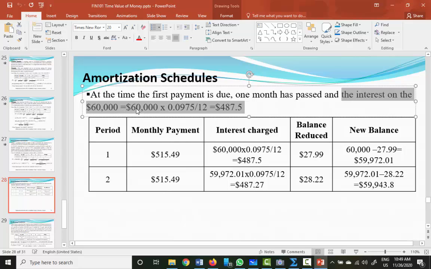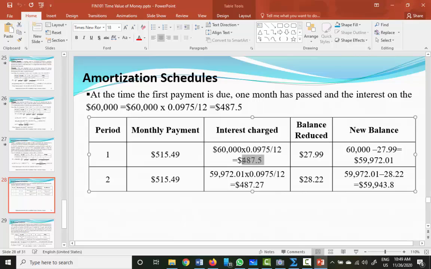So $60,000 is the amount you have borrowed, and this is the monthly interest rate. 9.75% is the annual rate. If you divide it by 12, this is the monthly rate. So this is the 1 month interest rate. This is the total amount you have borrowed, right? So for the first month, this is the interest amount. After 1 month, when you go for the first payment of $515, the bank calculated $487.5 as the interest amount for the first month.